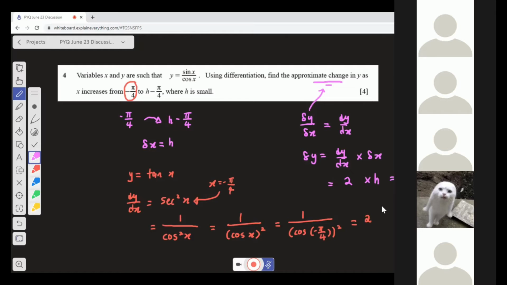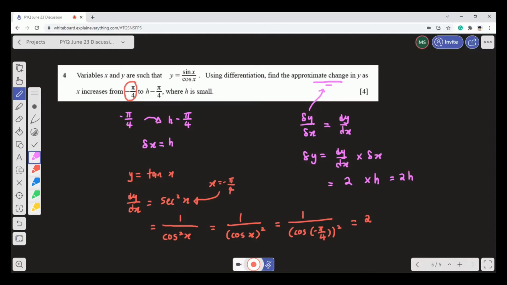Sure, I got a question. When you sub negative pi over 4 into sec square x, can you actually change it back to tan x, to make it easier to use? When dy dx equals sec square x, and then you sub in negative pi over 4. Because sec square x is tan x, right? Can't you change it back to tan? Sec square x is not tan x. Oh yeah, it's differentiate. Yeah, my bad.